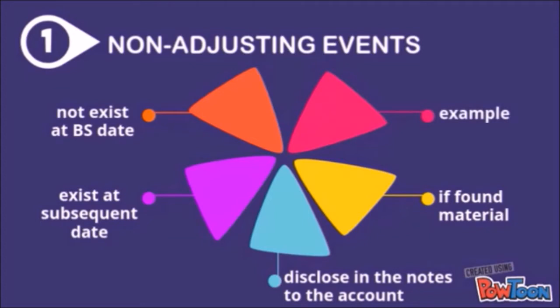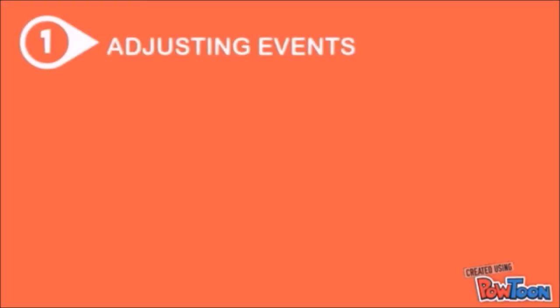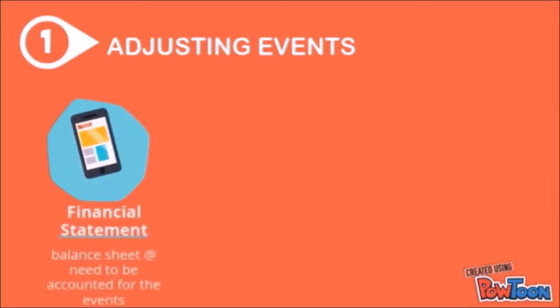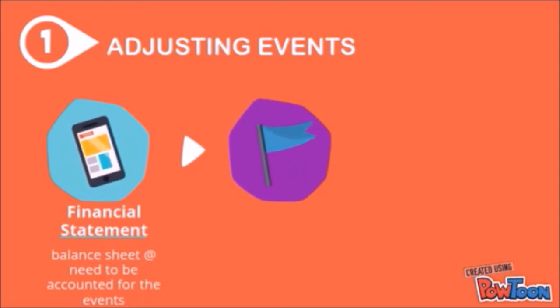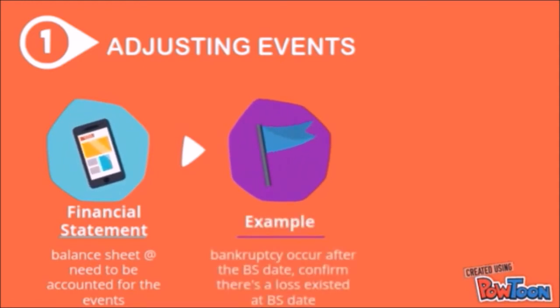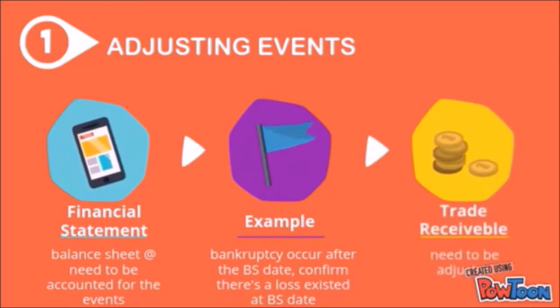For example, purchase or disposal of a major business or subsidiary by the entity, issue of shares or bonds by the entity. Adjusting event. These events affect the financial statement on balance sheet date which need to be accounted for. For example, bankruptcy of a customer that occur after the balance sheet date confirm that there's a loss existed at the balance sheet date on a trade receivable and therefore, the entity need to be adjusted.